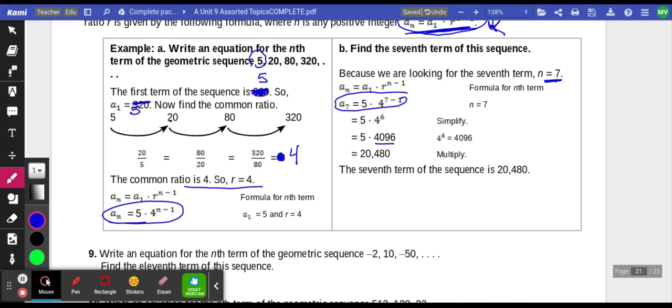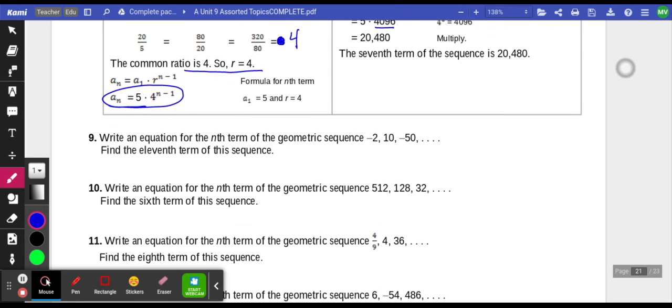So then to find the seventh term, I substitute 7 for n into that. And so I first do 7 minus 1, which gives me 6. Then exponents come first. So 4 to the 6th is 4,096. And then I multiply. So let's do number 9 together.